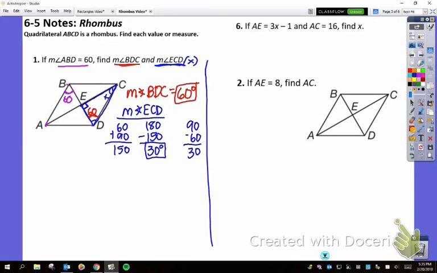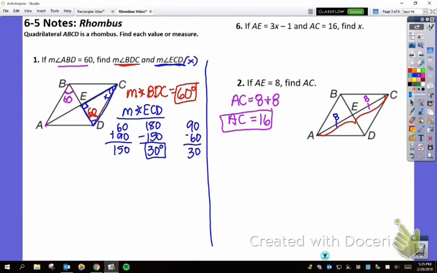Okay, so moving right along to number 2. I put number 6 up here at the top because these are similar problems. If we know that AE is 8, so this section is 8, and they ask us to find this whole section, AC, then we also know that EC is 8. So here we can say that AC equals 8 plus 8, which is 16. That's our basic easy one, just numbers.